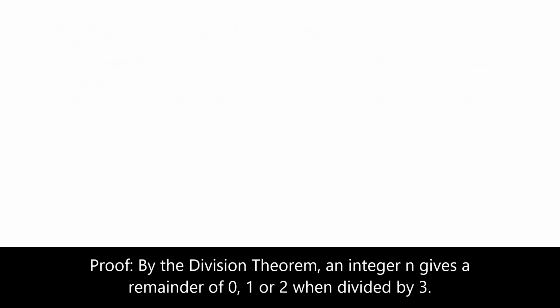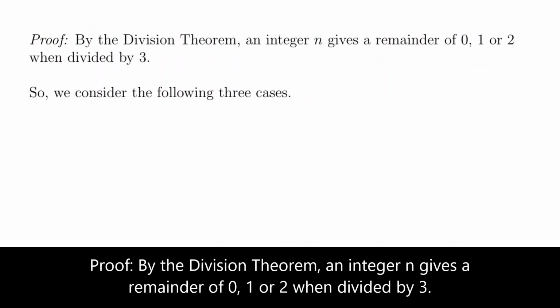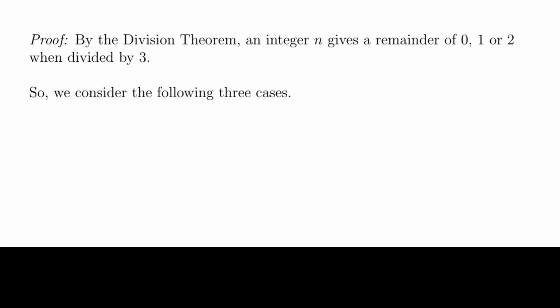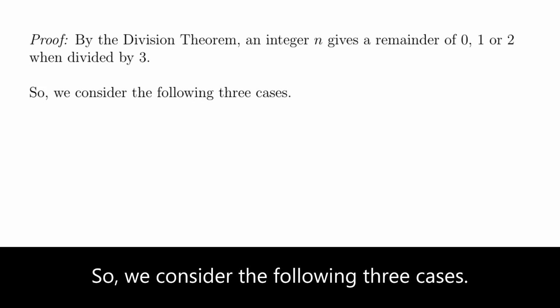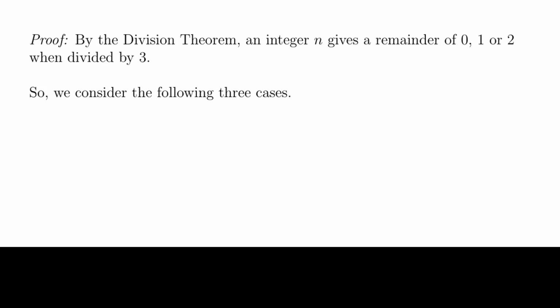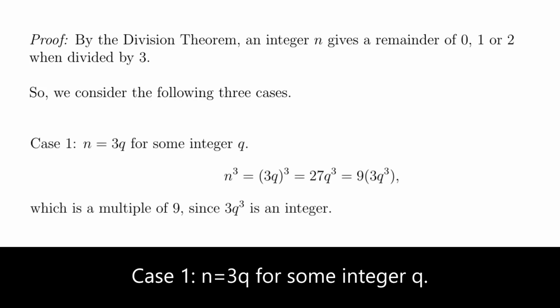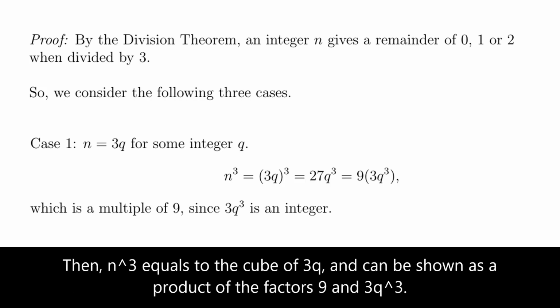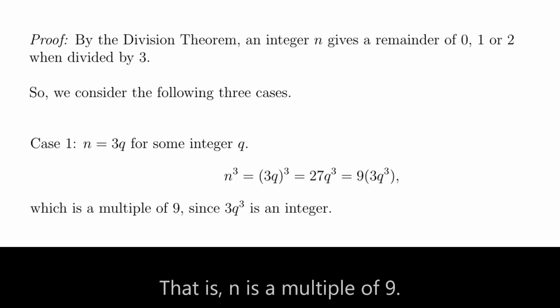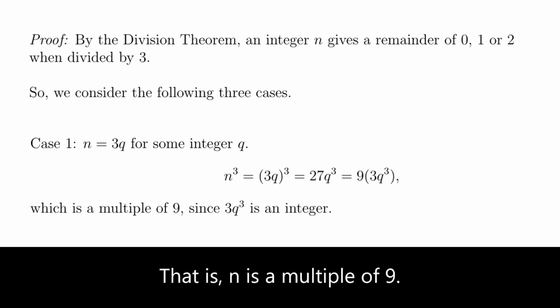The proof. By the division theorem, an integer n gives a remainder of 0, 1, or 2 when divided by 3. So we consider the following three cases. Case 1, n equals 3q for some integer q. Then n cubed equals the cube of 3q and can be shown as a product of the factors 9 and (3q) cubed. That is, n cubed is a multiple of 9.